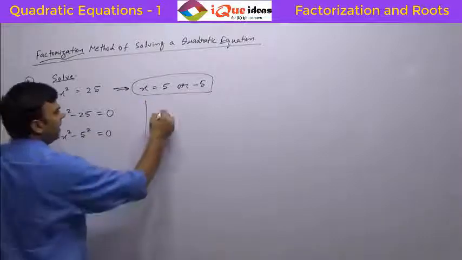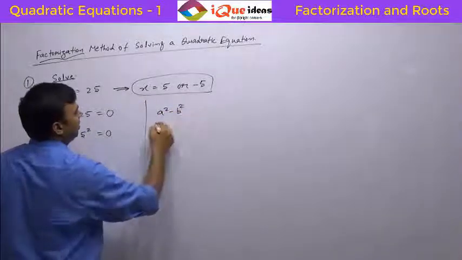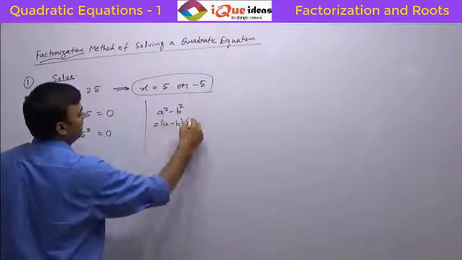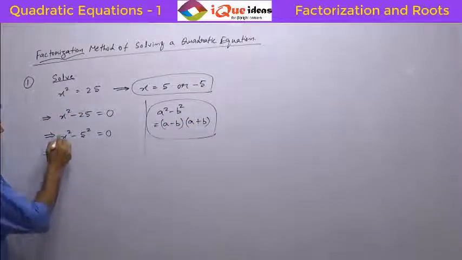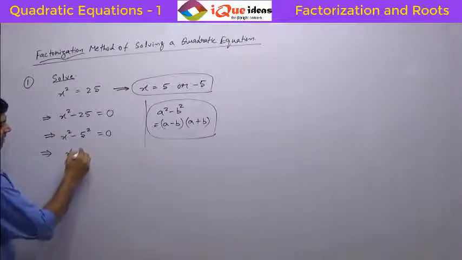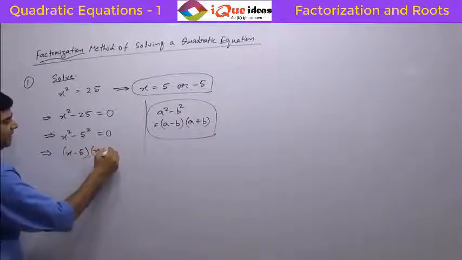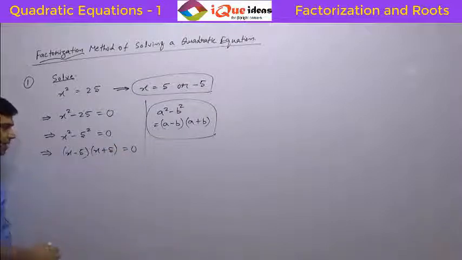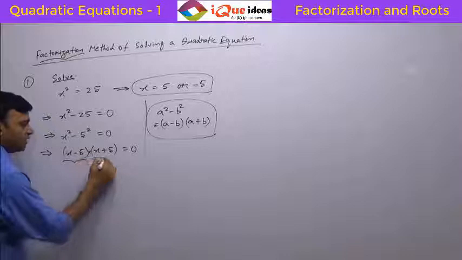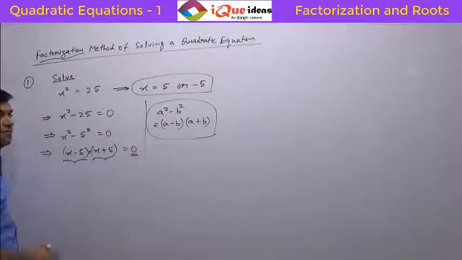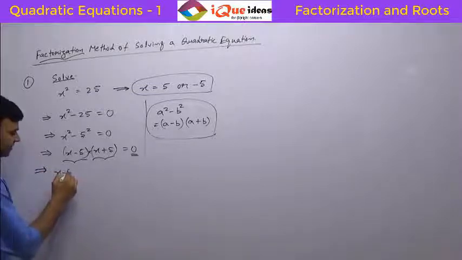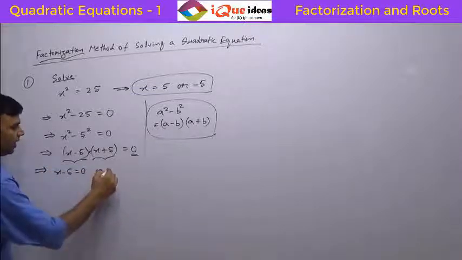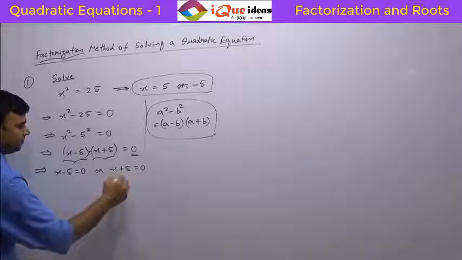We have learned the formula a square minus b square is equal to a minus b into a plus b. Let's apply it here. What happens? x square minus 5 square will be x minus 5 into x plus 5, that is equal to 0. Now you see, this is a product of two things. When the product of two things is equal to 0, that means any one of them has to be 0. So this tells us either x minus 5 is equal to 0 or x plus 5 equal to 0.